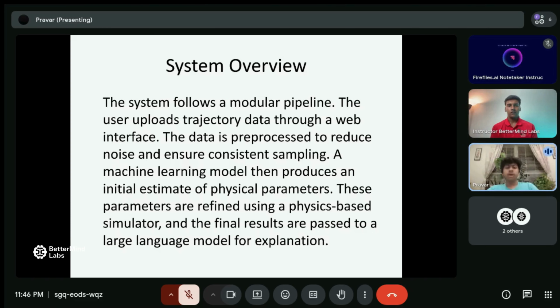Understood. So we followed a modular pipeline. The user can upload the data of their projectile trajectory through the web interface, specifically Streamlit through Python, and it's processed and cleaned to make sure there's no extra data and that the columns and rows are all lined up for the model. The model gives an initial estimate, and then that goes through an optimizer, which uses strict calculus and narrows it down to a specific measurement of the exact velocity, drag, and angle the object was thrown at.